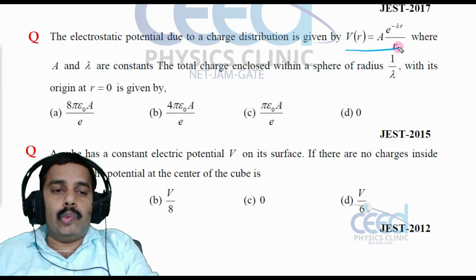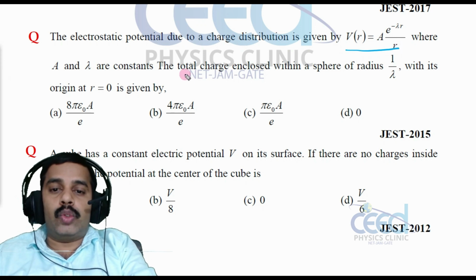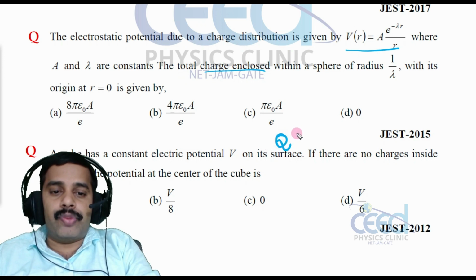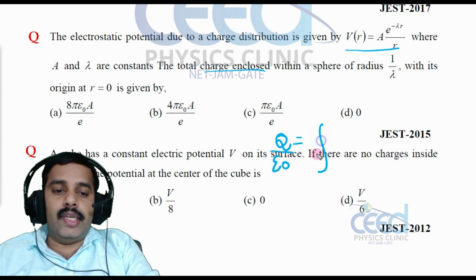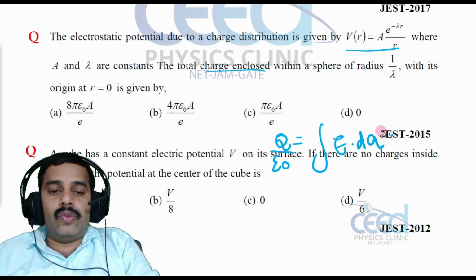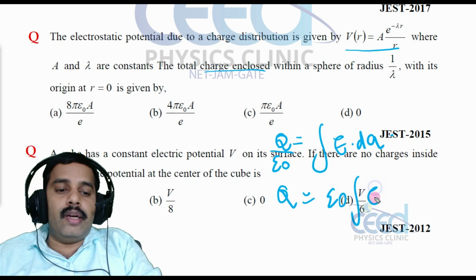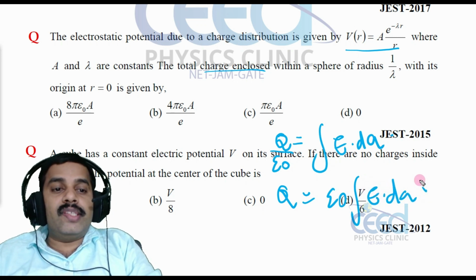So we need to find the total charge enclosed, right? So what is the total charge enclosed? By Gauss's law, q by epsilon 0 is the integral of E dot dA, right? So Q is equal to epsilon 0 times the integral of E dot dA. Alright. Now what is the electric field?